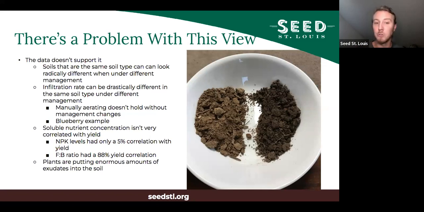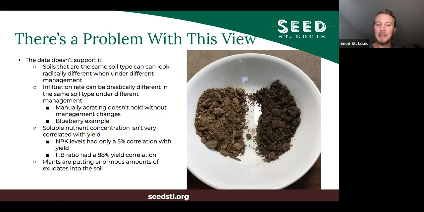So those soluble nutrient concentrations aren't actually correlated with yield very much. There have been some greenhouse tests where they do correlations between yield and the NPK levels in the soil, and they find there's only a 5% correlation between those fertilizer levels and yield, compared to an 88% correlation between yield and the fungal to bacterial ratio in the soil. We'll talk about what that is exactly, but it's a measure of the soil microorganisms.